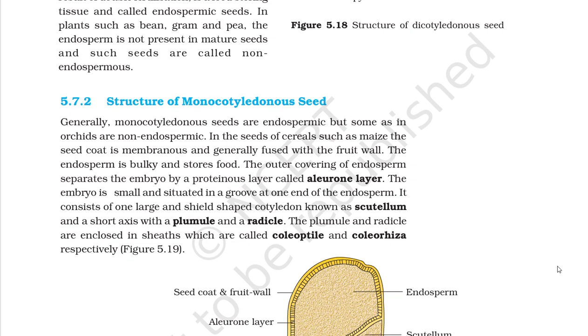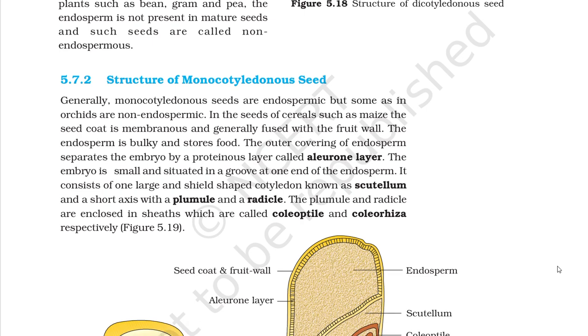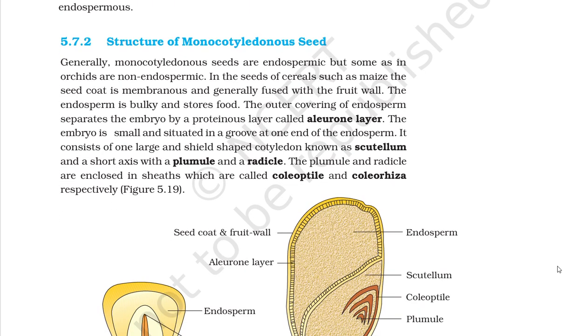5.7.2. Structure of monocotyledonous seed. Generally, monocotyledonous seeds are endospermic, but some, as in orchids, are non-endospermic. In the seeds of cereals, such as maize, the seed coat is membranous and generally fused with the fruit wall. The endosperm is bulky and stores food. The outer covering of the endosperm separates the embryo by a proteinaceous layer called aleurone layer.